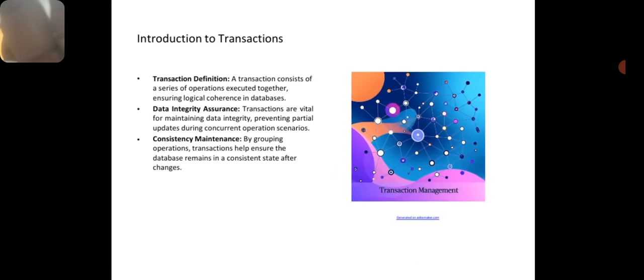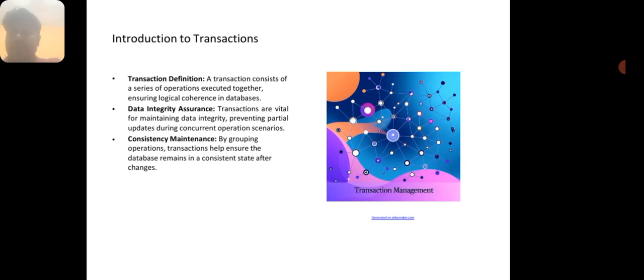It is an introduction to transactions. A transaction consists of a series of operations executed together, ensuring the logical coherence of the database. Data integrity assurance: transactions are vital for maintaining data integrity and preventing partial updates during concurrent operations. Next is consistency maintenance: by grouping operations, transactions help ensure the database remains in a consistent state after the changes.